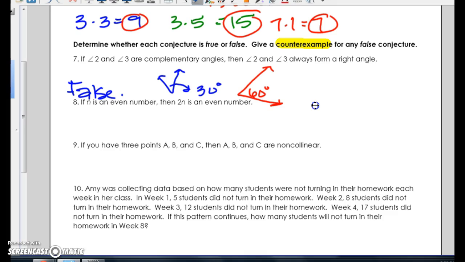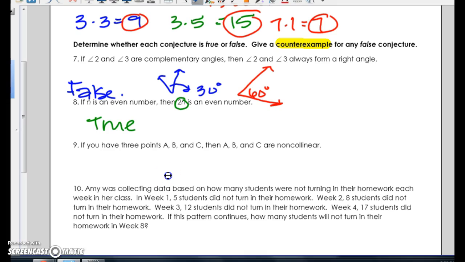Number 8, it says if n is an even number, then 2n is an even number. That's going to be true. And a quick explanation for you there is because anything you multiply by 2 will give you an even number, because it will then always be divisible by 2, which is the definition of an even number.